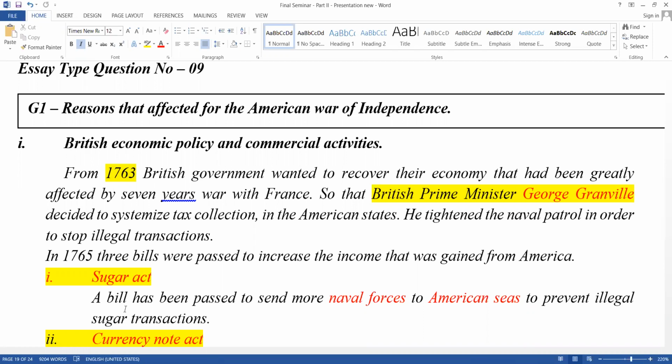But illegally, sugar was sold by Americans to other countries to recover their loss. But the British took a new decision to send more naval forces to American seas to stop illegal sugar transactions. So then the Americans were experiencing a lot of losses. They could not cover up their loss.